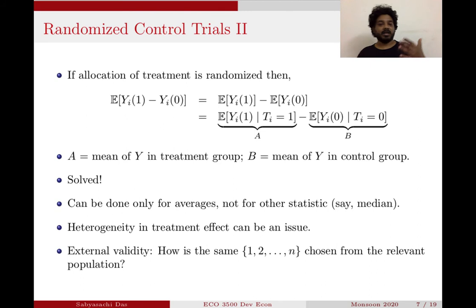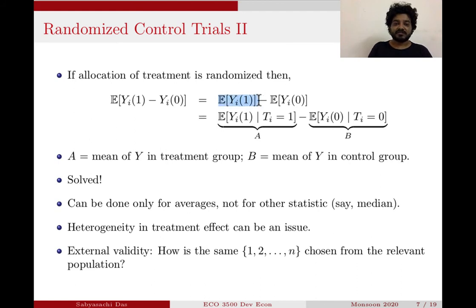Why does that help? Well, let's go through this tiny bit of calculation. The expectation of yi1 minus yi0 is nothing but the expectation of yi1 minus the expectation of yi0. It's additively separable. Why? Because expectation is a linear operator, so you can separate the individual terms inside an expectation. So you can take the expectation inside each one of these. You can do that anyway; for that you don't need randomization. Where you need randomization is the second step.